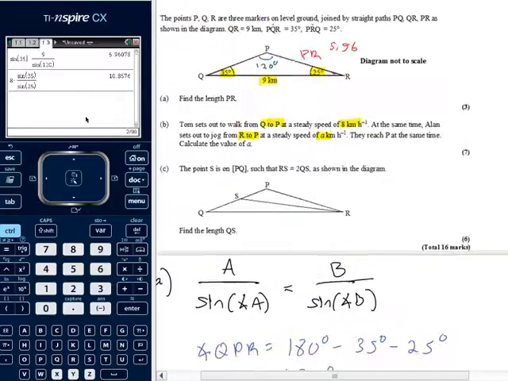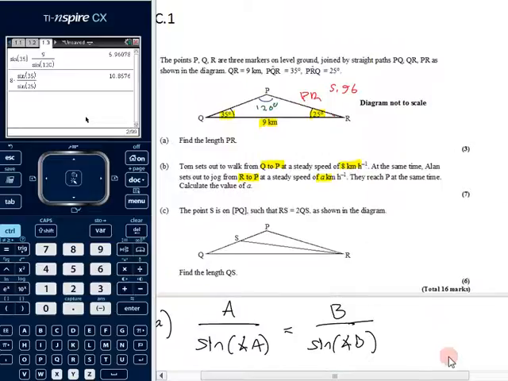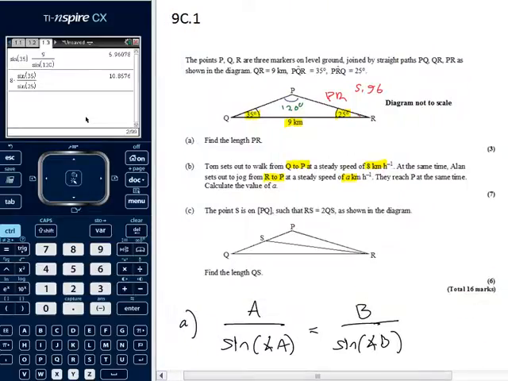All right, let's take a look at part C now. In part C, we're now talking about a point S, which is on the line P to Q, such that the distance from R to S is twice the distance from Q to S. So let's call that distance x, and so this will be twice that distance, 2x. We're asked in part C to find the length of QS, and that's that unknown length, x.